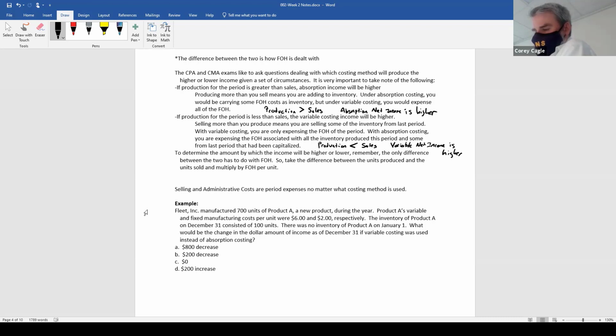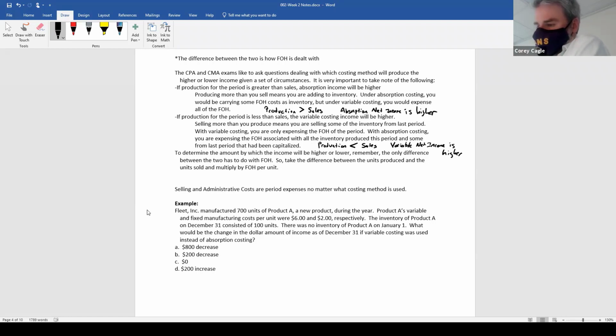The inventory of product A on December 31st consisted of 100 units. There was no inventory on January 1st because it was a brand new product they started selling. What's the change in the dollar amount of income if variable cost was used instead of absorption? All right, so they've given us this information. All we have to do is apply a little bit of knowledge.